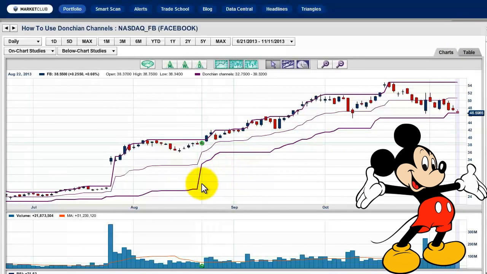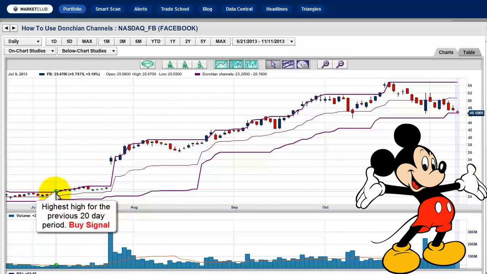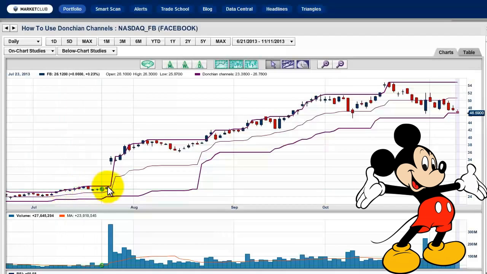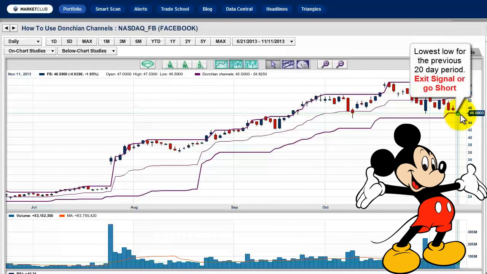So how this works is very simple. When prices touch the upper level of the band, which is right here, the top of the channel, right here at 25.47, you would get long. Now what's interesting, look at how the market jumped up several days later and continued to go up and stay at the top of the channel. It's only now that it's beginning to fade and you have a signal here at 46.59 that the trend has in fact now turned down for this particular stock.